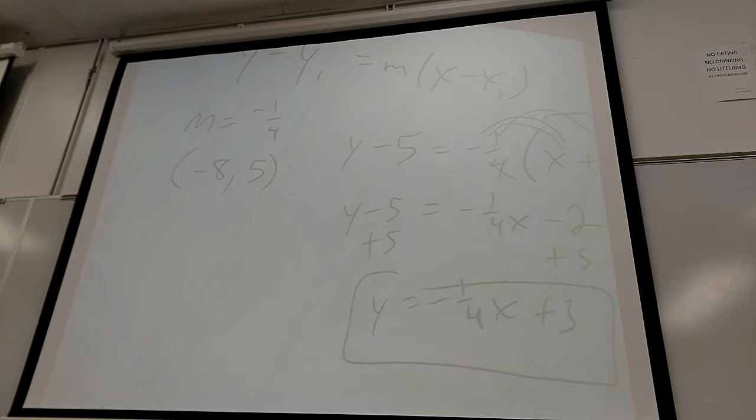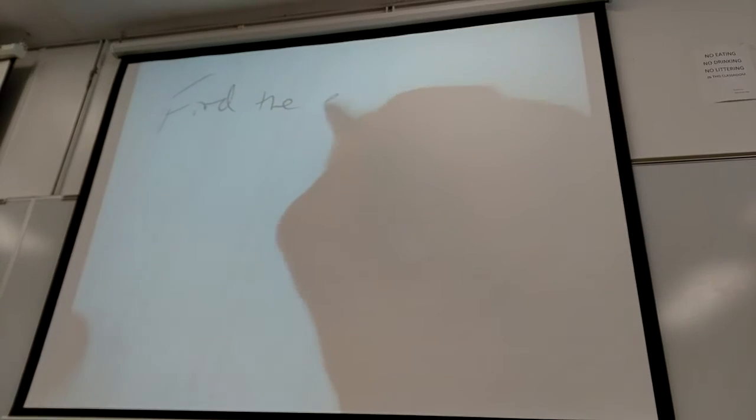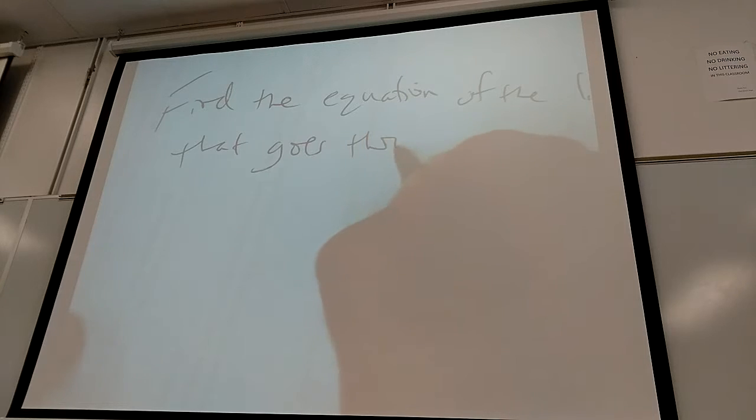So, our first little different kind of problem. What if I said, find the equation of the line that goes through negative 1, 5, and 7, negative 1?